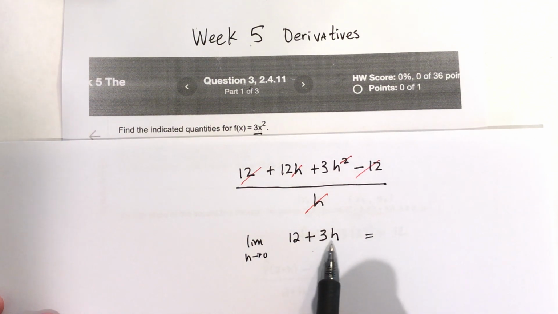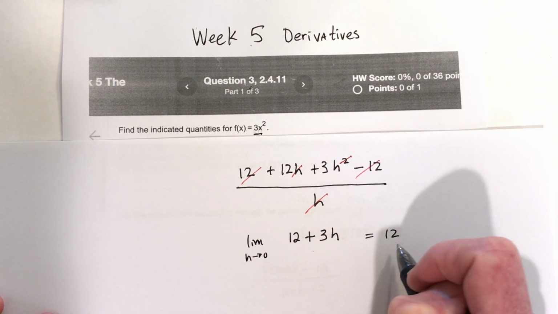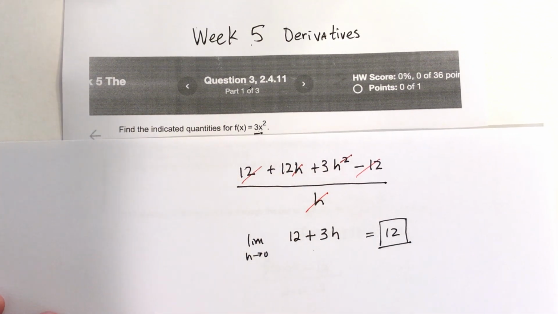This would be 3 times 0. That means the answer is 12. So that's the slope at that particular point.